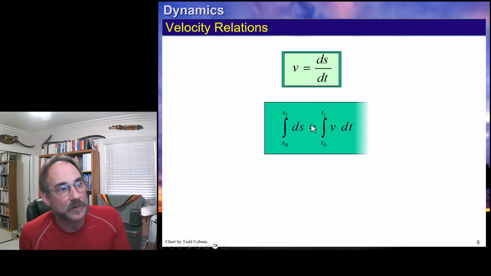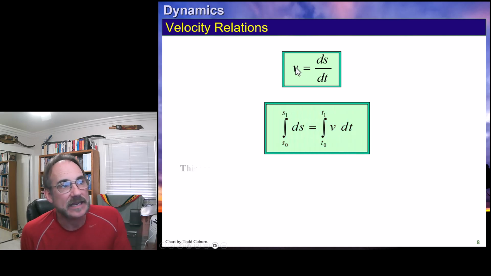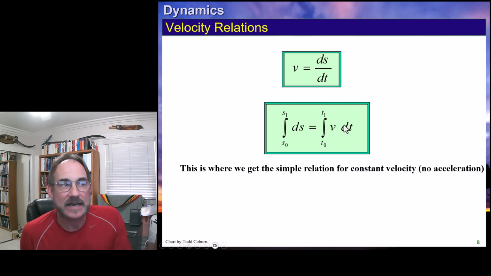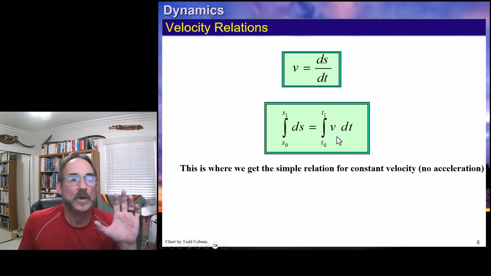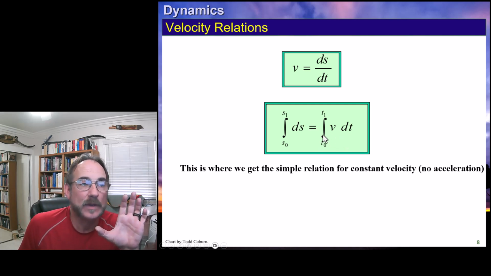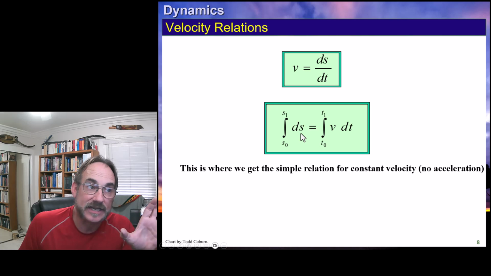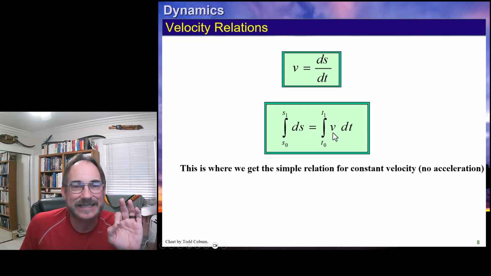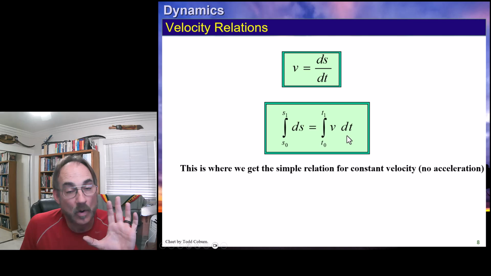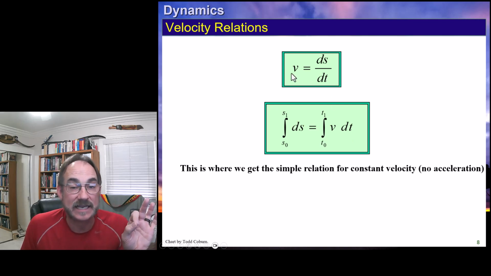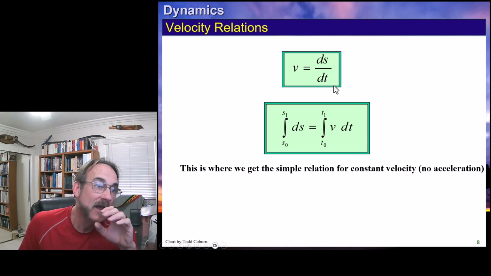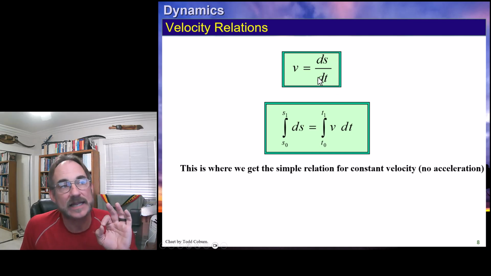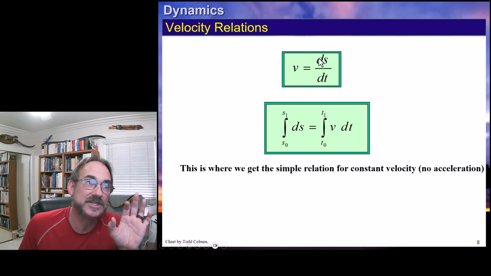So once again, if we rearrange this, bring the dt over, v dt, integrate both sides, the one with respect to s, the other with respect to t, we now have a simple relation. We can calculate what the position is by evaluating the velocity and the change in time. Or we can evaluate what the velocity is by evaluating the position with respect to time.